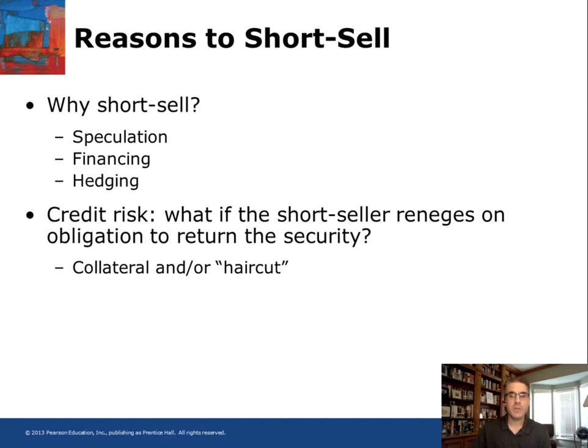Oftentimes, this collateral involves what's known as a haircut, which is an additional amount above the current value of the security to guard against the security rising in price. What if you were wrong about IBM stock and the price skyrocketed to $120 per share? The original $100 that you received might not be sufficient to buy that share back in the market, and the lender needs protection against that outcome.